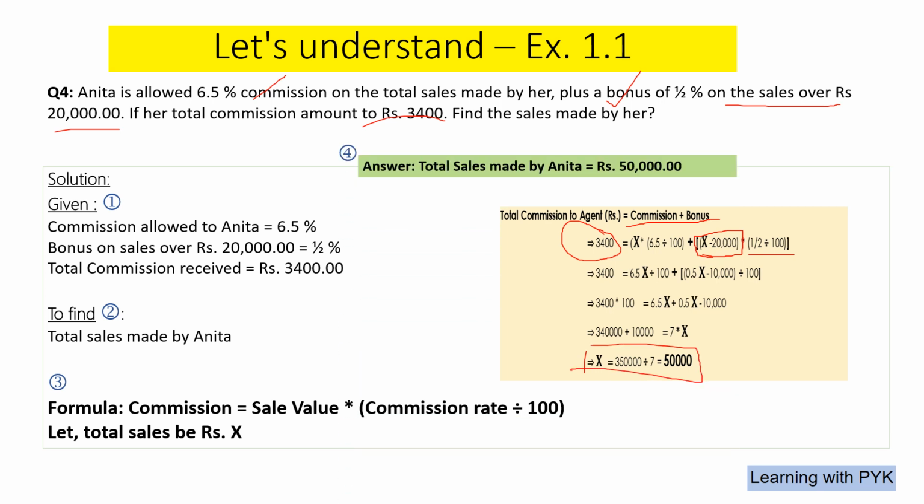So the answer is, the total sales made by Anita is 50,000 to get a commission of 3,400, which includes the part commission plus the bonus.